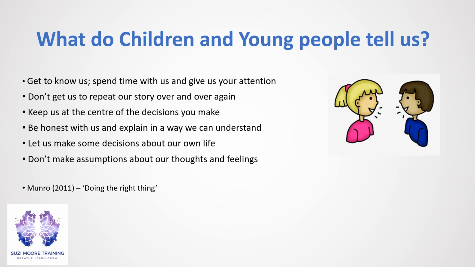In the Eileen Monroe research, when they were asking children what they want from services, they basically described trauma-informed practice. So spend time with us, give us your attention, don't get us to repeat our story over and over again, so don't re-traumatize us, keep us at the centre of your decisions, be honest and explain it in a way we understand. Let us make some decisions about our own life, and don't make assumptions about how we think or feel. So again, take an individual response. They very clearly were saying what to do, which very much backs up the theory that I'm sharing with you today.